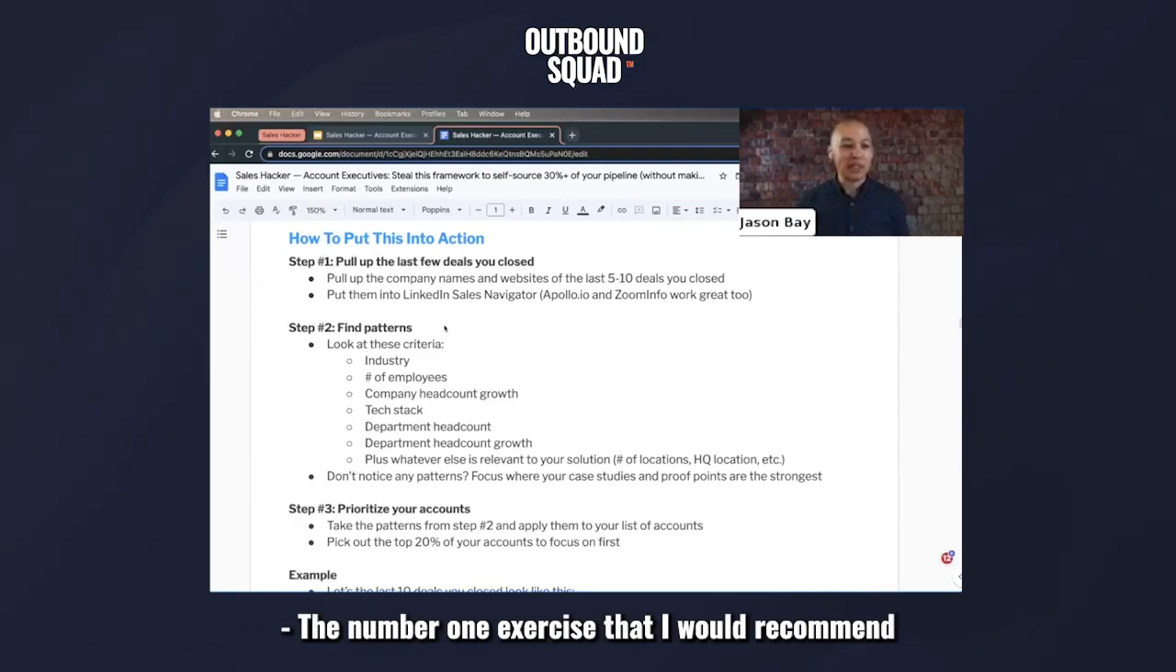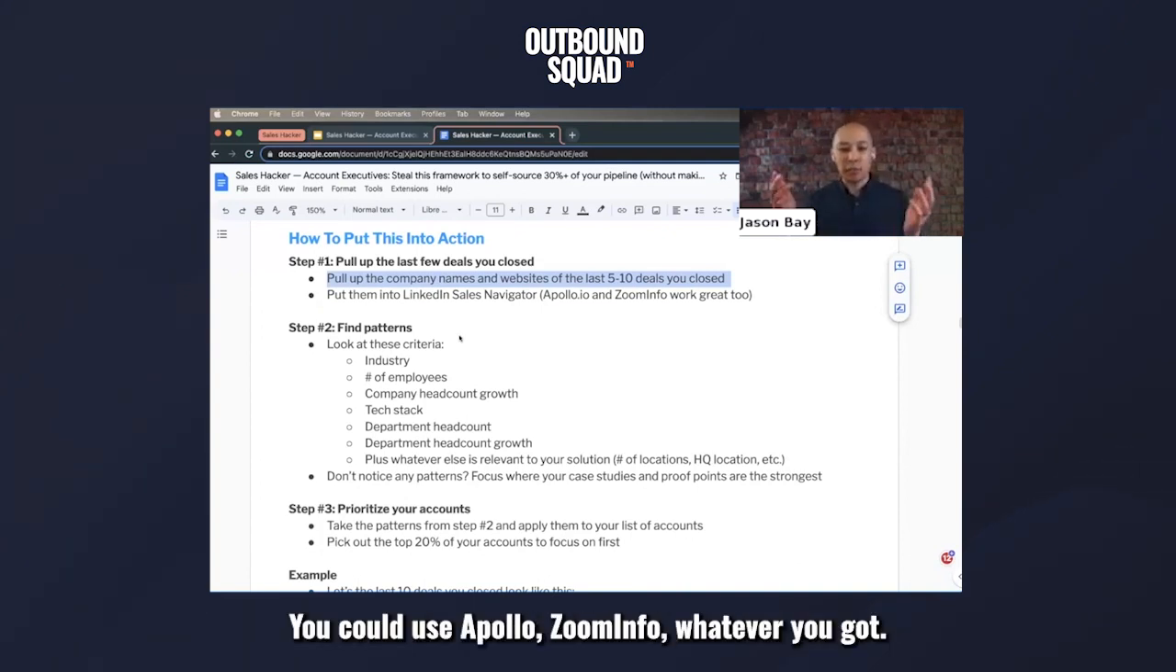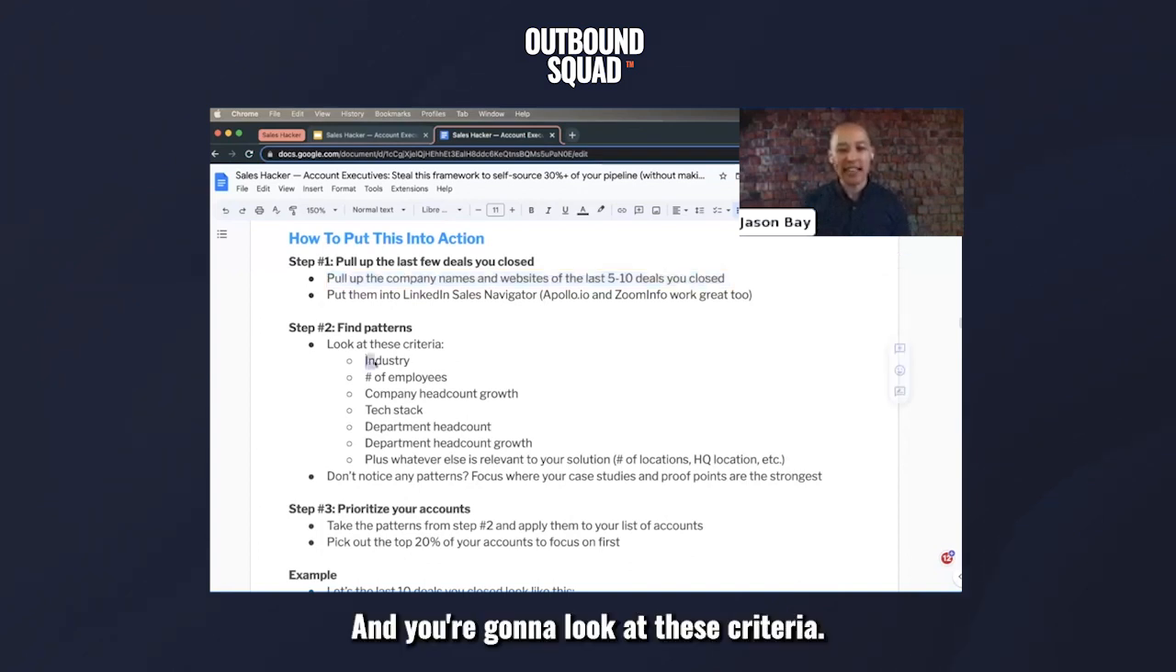The number one exercise that I would recommend, and there are some really specific things in here, is pull up the company names and websites of the last 5 to 10 deals that you closed and put them into Sales Navigator. You could use Apollo, ZoomInfo, whatever you've got. And you're going to look at these criteria.